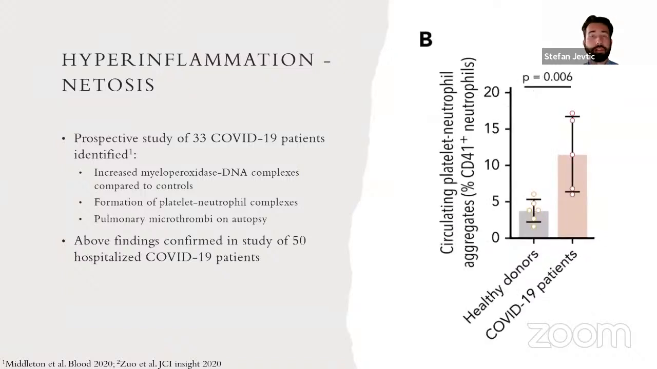They also looked at the level of circulating platelet and neutrophil complexes, because again, NETosis can serve to activate and attract platelets. They found that in the hospitalized COVID-19 patients, there was a significant increase in these aggregates. They confirmed that in three patients at autopsy, there was evidence of pulmonary microthrombi as well, tying this link that neutrophils can activate to form these microclots in circulation. These findings were all confirmed in a subsequent study of 50 hospitalized patients. Again, this was in the early waves of the pandemic, so we have not really seen newer studies investigating this.